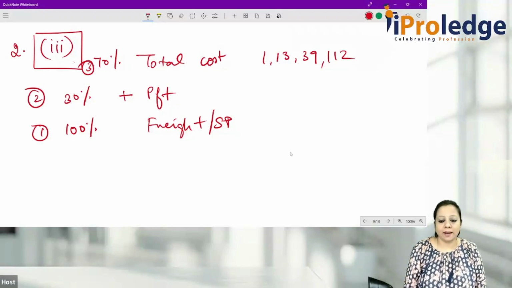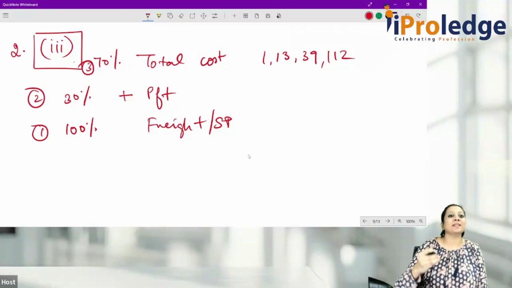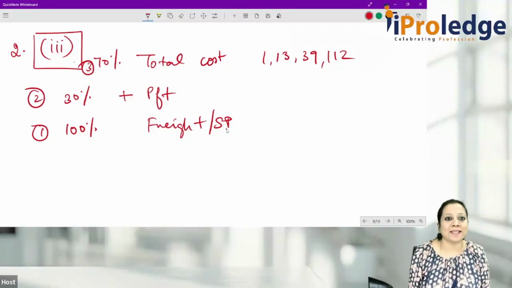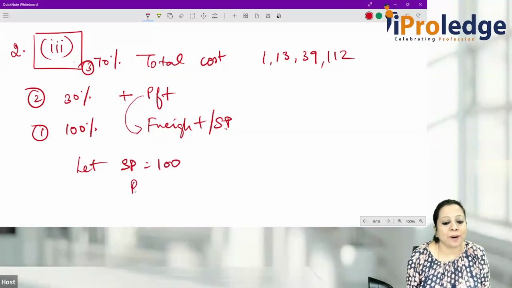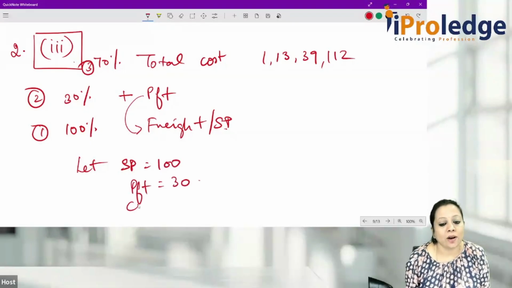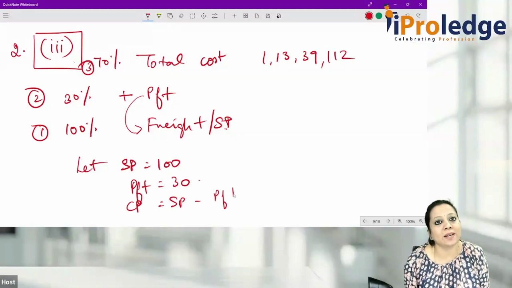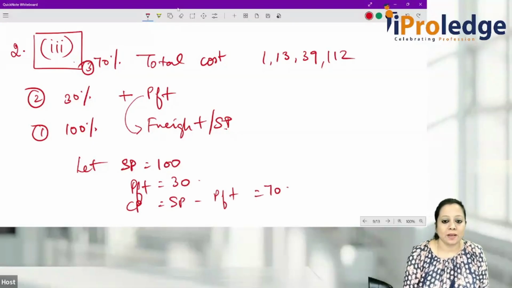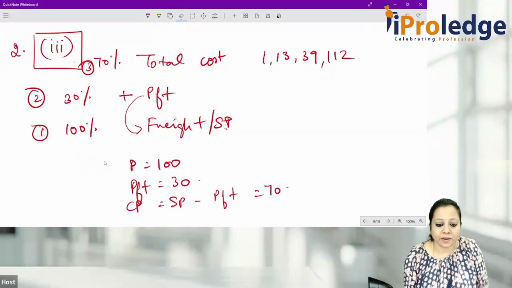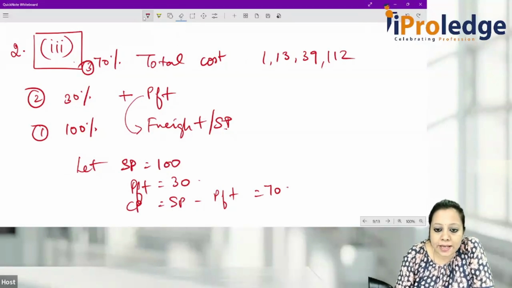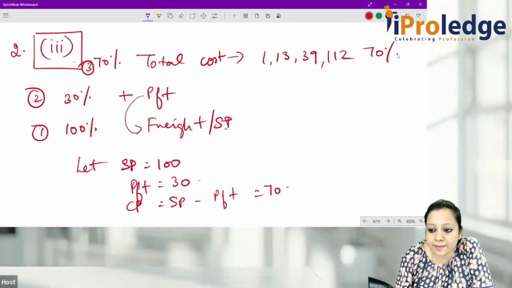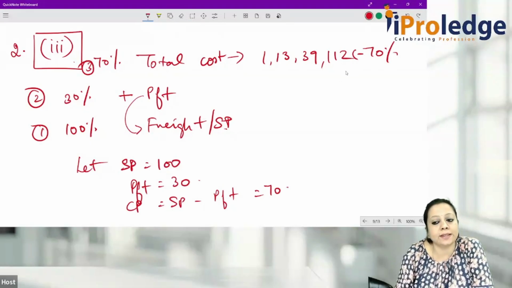Yes. I told you that let us take it as 30% on freight, correct? Freight is the selling price. Because the profit is given as a percentage on selling price, let selling price be 100. That means profit is how much? 30% is 30. Cost price will be selling price minus profit, that is equal to 70. Okay, ma? If you want to write, you people write. After that, I will erase it. So cost is equal to 70%. That is this 1,13,39,112. Then how much is 30%?